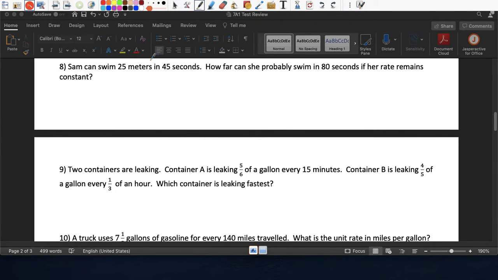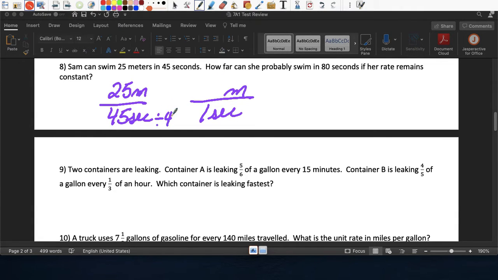Okay, so Sarah can swim 25 meters in 45 seconds. How far can she swim in 80 seconds? Okay. So let's write the rate first. 25 meters, 45 seconds. So let's find the unit rate first. How far can she swim in 1 second? Well, divide by 45, divide by 45. So 25 divided by 45 is 0.55, and I'm going to round this to 0.56.